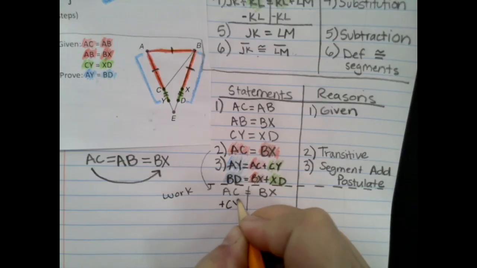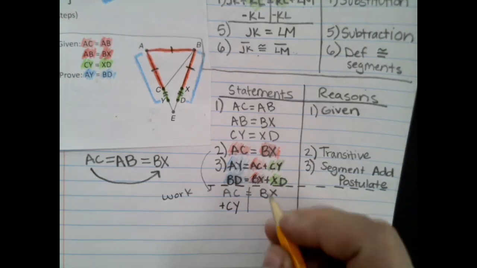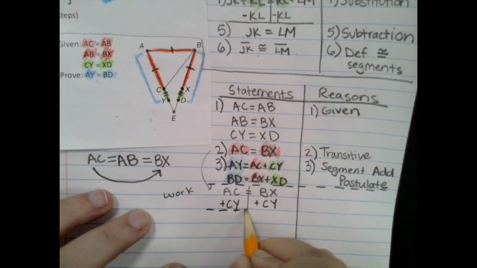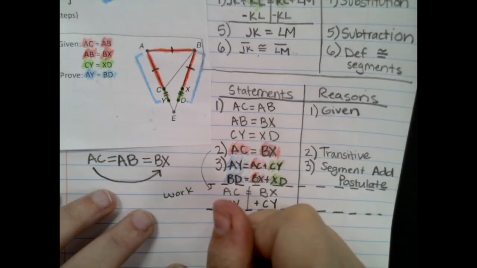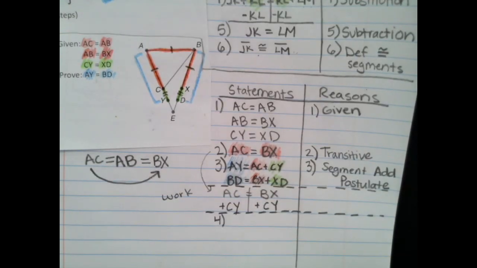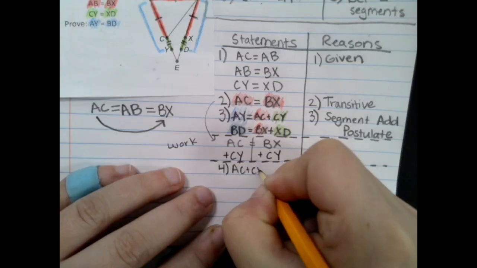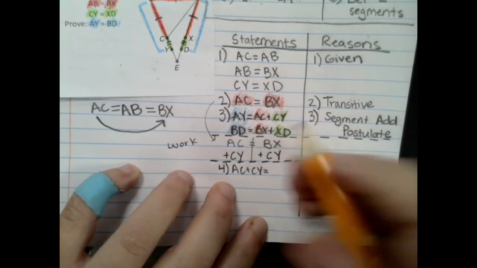So I want to add CY. And if I do that, that's okay, as long as if I do it to one side, I have to do it to the other side. Okay, and then this is where I'm going to end my work. That's the part that we were thinking. So now for step 4, I'm going to write that out in an actual equation. We're going to have AC plus CY equals BX plus CY.